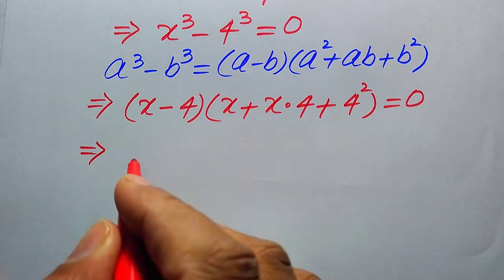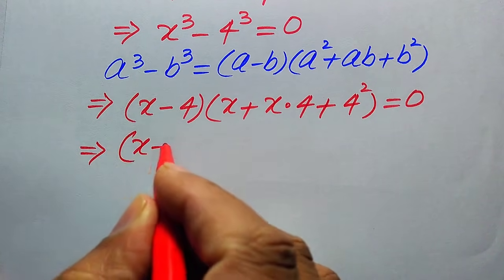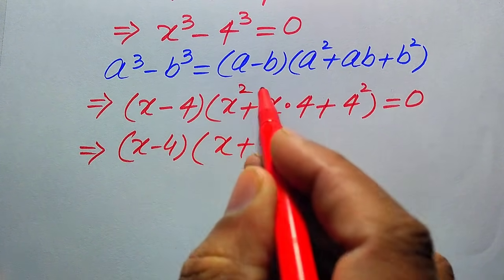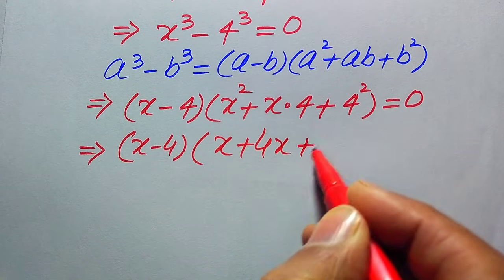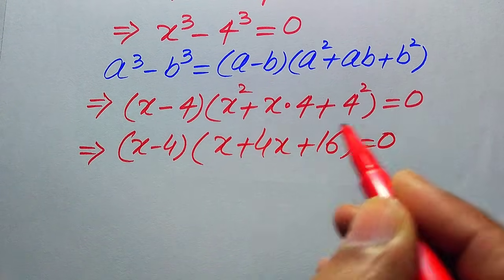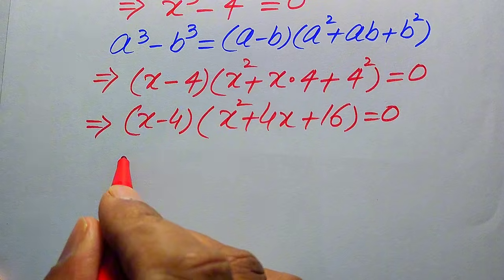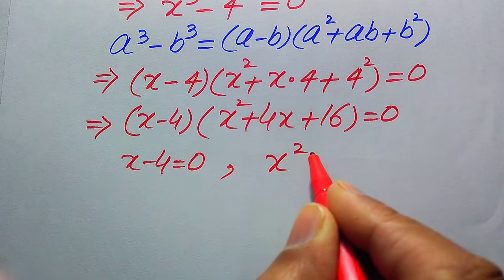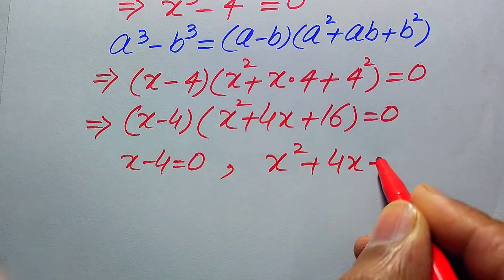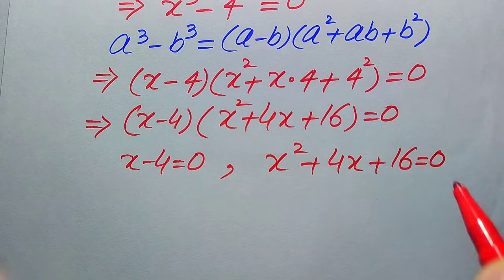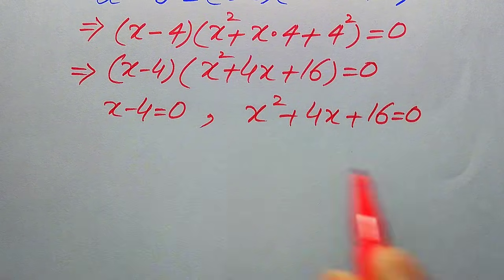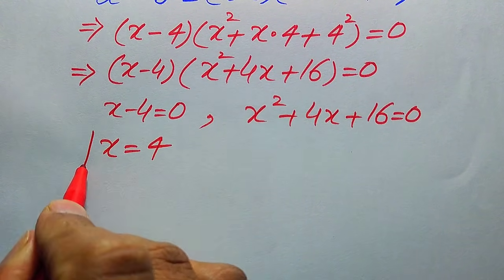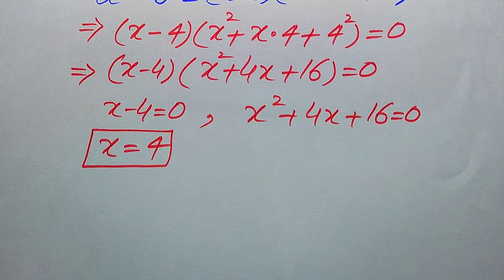And now in the next step, we need to break this equation into two cases. We write x minus 4 times x square plus 4x plus 16 is equal to 0. The first case is x minus 4 equals to 0, and the second case is x square plus 4x plus 16 is equal to 0. From the first case we easily get the value of x is equal to 4. So this is the first real root of the given equation.